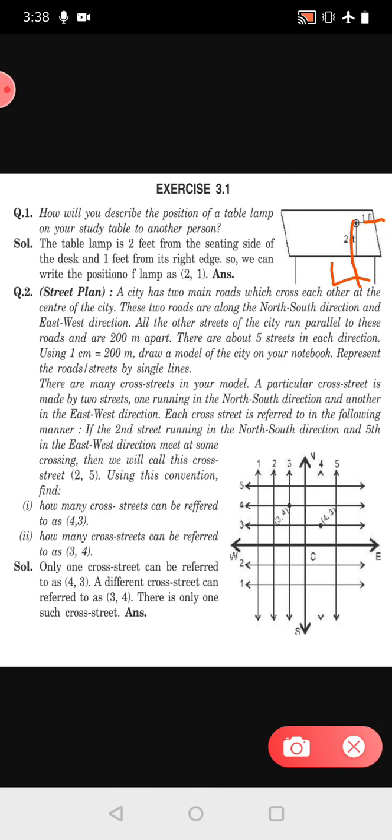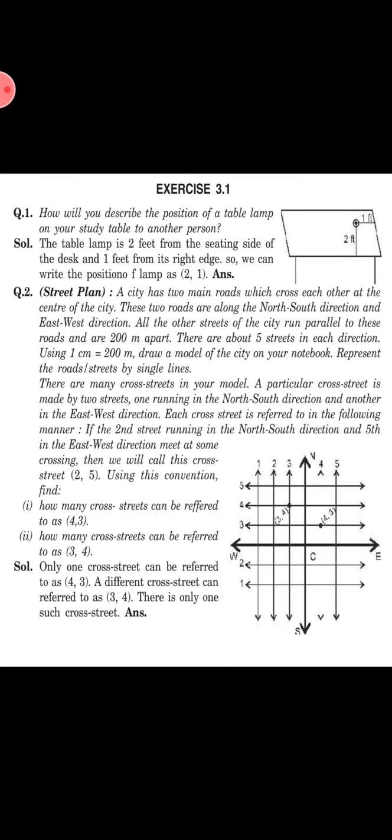Next question number 2. A street plan is given. A city has 2 main roads which cross each other at the center of the city. These 2 roads are along the north-south direction and east-west direction. All the other streets of the city run parallel to these roads and are 200 meters apart. There are about 5 streets in each direction. Using 1 centimeter equal to 200 meter, draw a model of the city on your notebook.